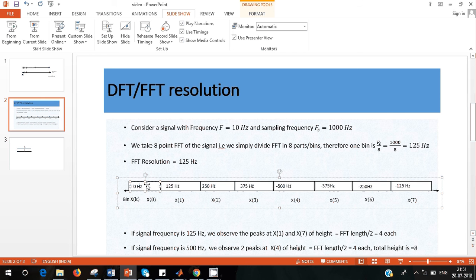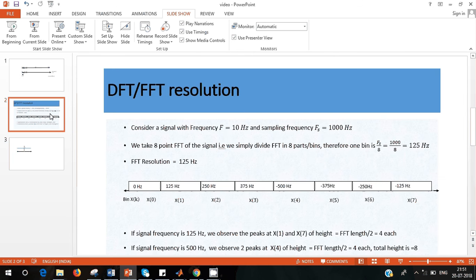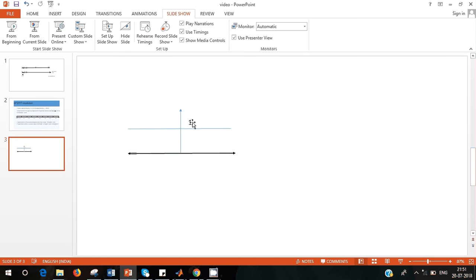If you are applying a DC signal to the FFT, the DC signal has zero frequency. Say you are applying a 1 volt DC signal, which will look something like this in the time domain. If this is applied to the FFT, your FFT will simply show one peak here. Out of these 8 values, the first value will have the value of 1. Why 1? Because your DC signal has an amplitude of 1 volt.